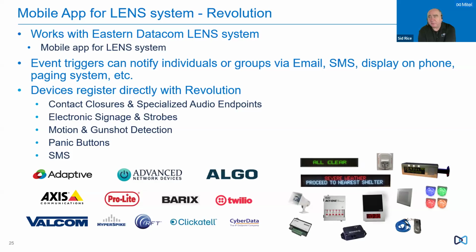So if you think of the system, the way it works is you have a trigger. In this case, the mobile app is triggering and sending it to Lens, but it can also trigger and send it to a person, an email, send out an SMS. And you can see a lot of the different devices that we can integrate with that tool.